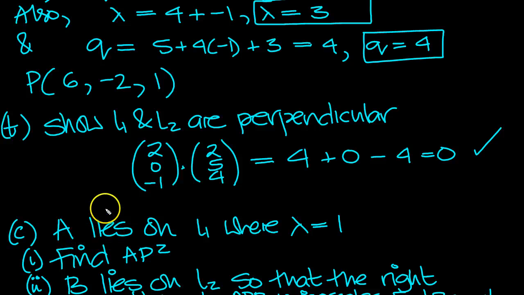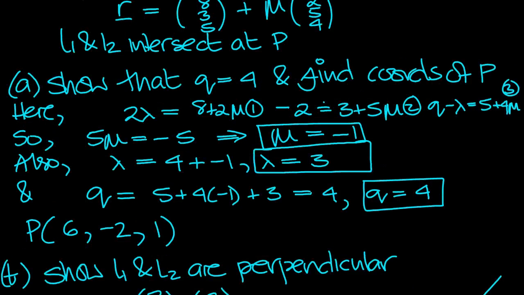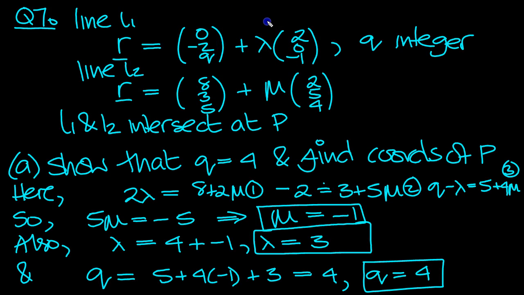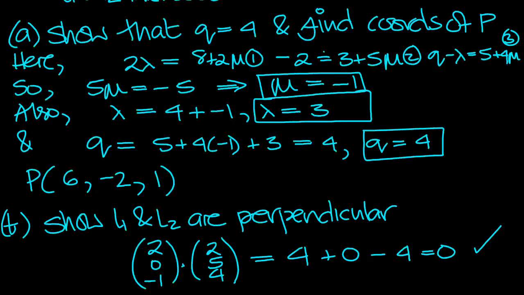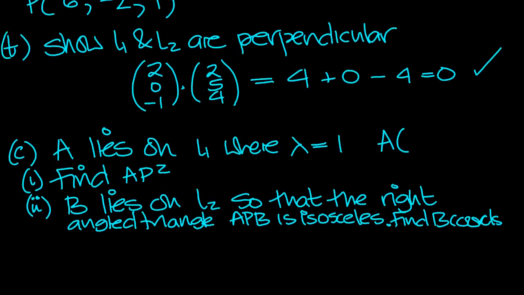So part C, A lies on L1, where lambda is 1. So A has coordinates then, let's just get those. Lambda is 1. So if we go back up here and put lambda as 1 in, I'll just put it here in rough. 0 plus 2, 2 ones are 2, plus 0 is 2. And then lambda is 1, but that's 0, so we've got minus 2. And then we've got 4 minus 1 is 3. So that's A. So I'm going to write that down here now. 2, minus 2, 3, wasn't it? Yeah, that's it. So 2, minus 2 and 3.